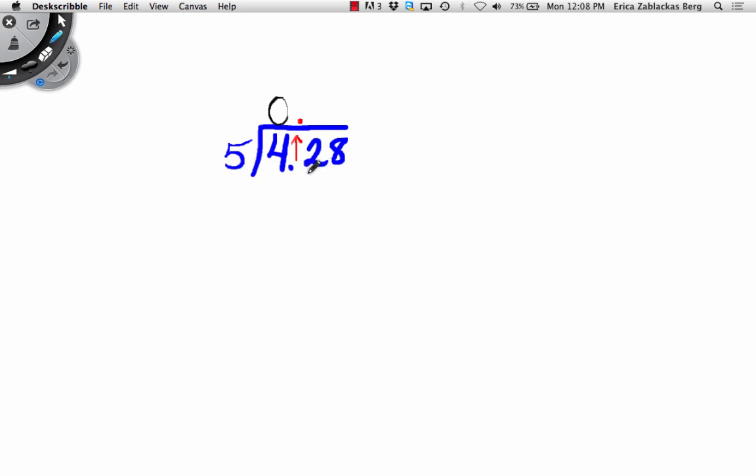So 5 can go into 42 8 times. 5 times 8 is 40. Do our subtraction. 42 minus 40 is 2, and we bring down the 8. 5 can go into 28 5 times, and 5 times 5 is 25. Do our subtraction, and we get 3 as our answer. Now remember, that's the last number that we had to bring down, so typically this would be our remainder.